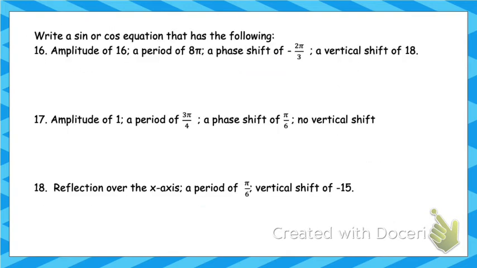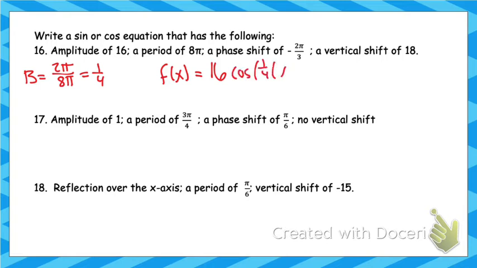All right, going backwards. So sine or cosine, I'll just do sine for all of them. Amplitude. Remember the period, that number does not go in the equation. We need the b value, which is 2 pi over the period, which in this case is 1 over 4. Then it's going to be x, the opposite sign, 2 pi over 3, and then a vertical shift at the very end.